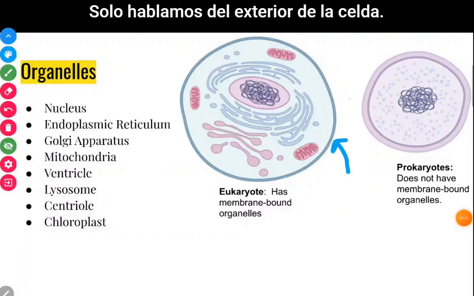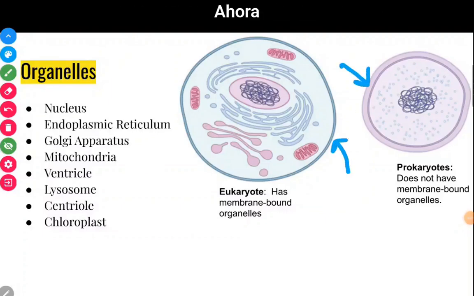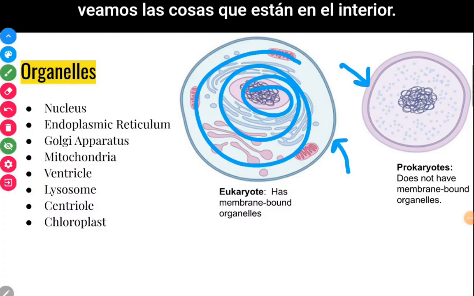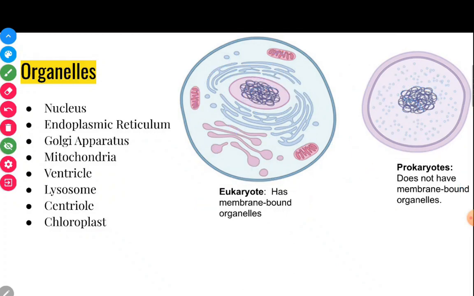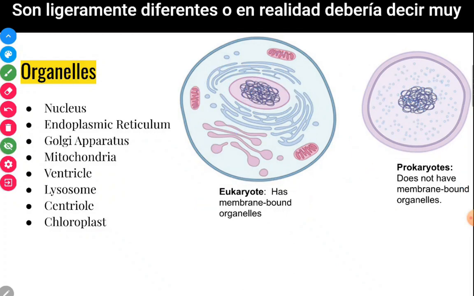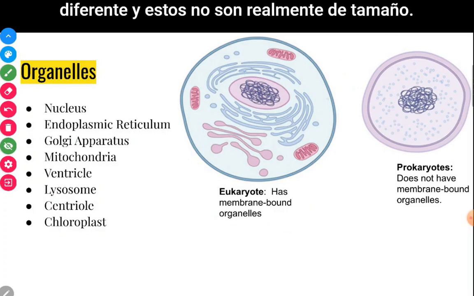We just talked about the outside of a cell. Now let's look at the stuff that's on the inside. We're going to look at both eukaryotes and prokaryotes. They're slightly different, or actually I should say very different, and these aren't really to size.